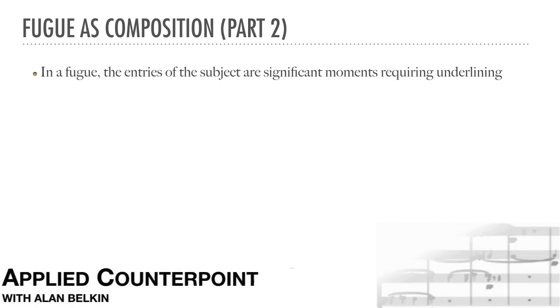In any musical form, important events need to be highlighted and prepared. In a fugue, the entries of the subject are significant moments requiring this kind of underlining. Although a fugue has no major formal contrast, it does need to develop and breathe to avoid monotony.